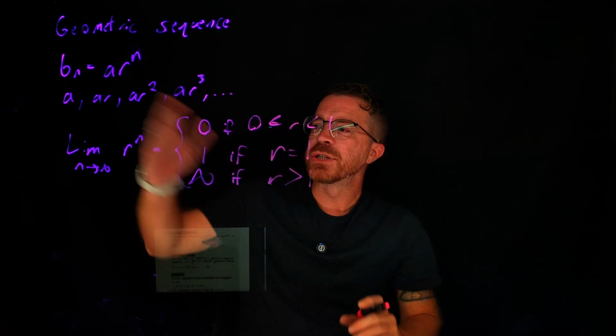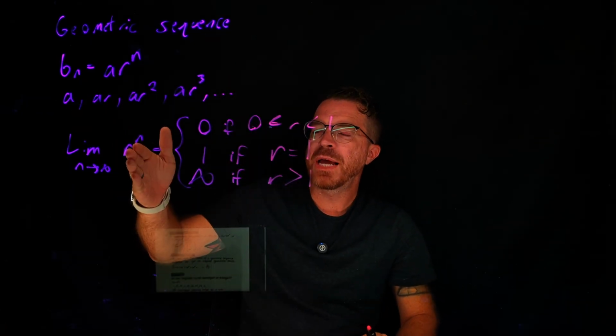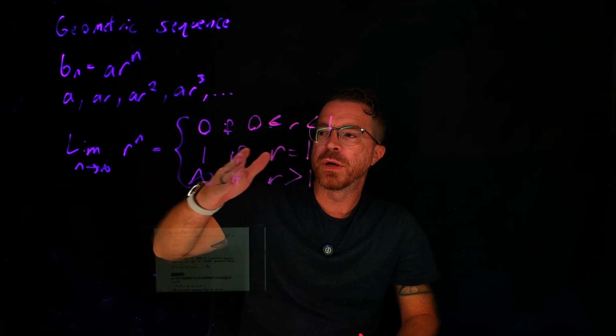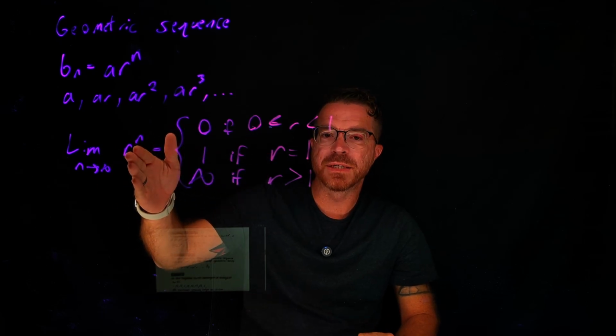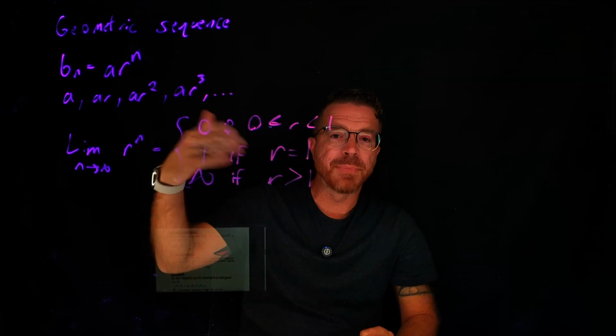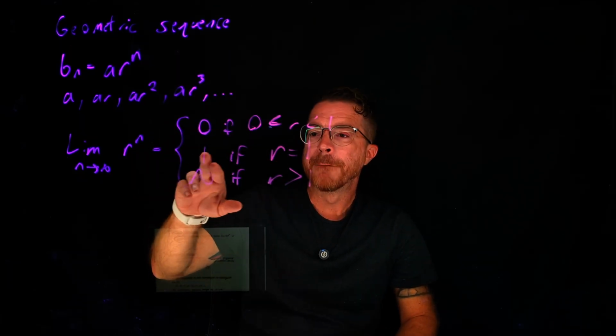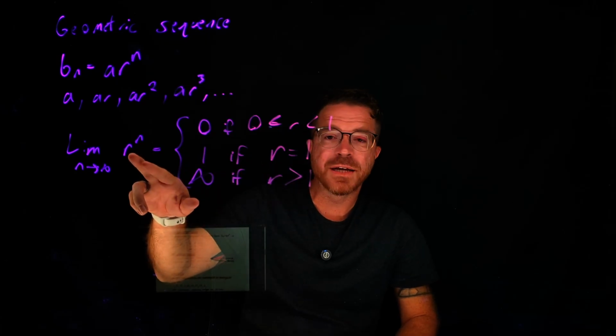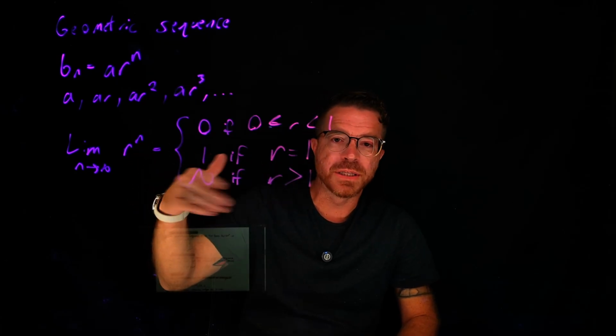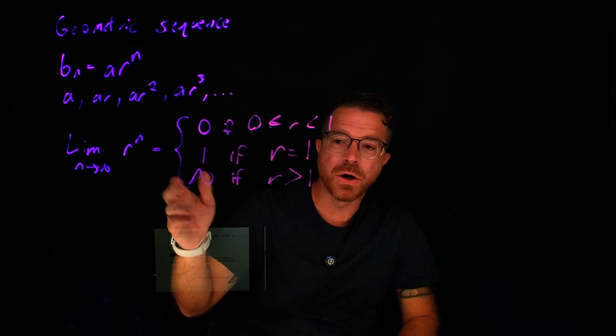So what this means is just with our sequence, if we have a power between 0 and 1, then as we take the limit of this, what's going to happen is the power is going to cause it, as the number gets bigger, to shrink. If it's equal to 1, it does not change the value, right? R to the 1 power will always be r.